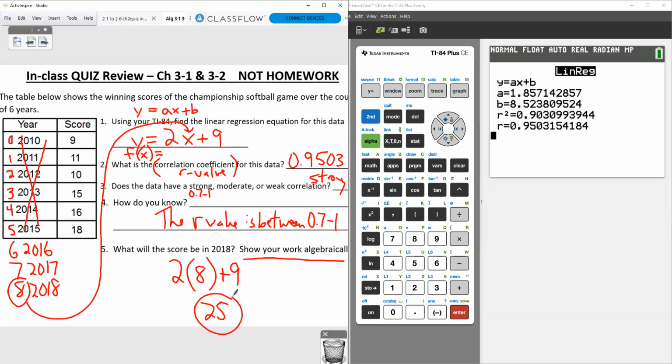Just as a little side note, please remember that moderate for your R value is in between 0.3 and 0.69. And then weak would be in between 0 and 0.29. All right, so be very careful there. Also, the negatives of those as well. So just be careful there.